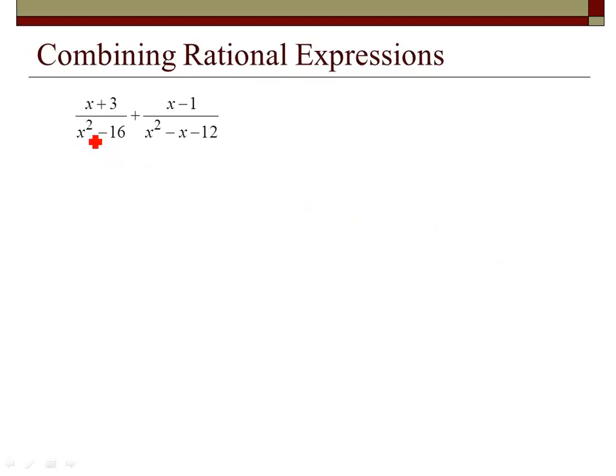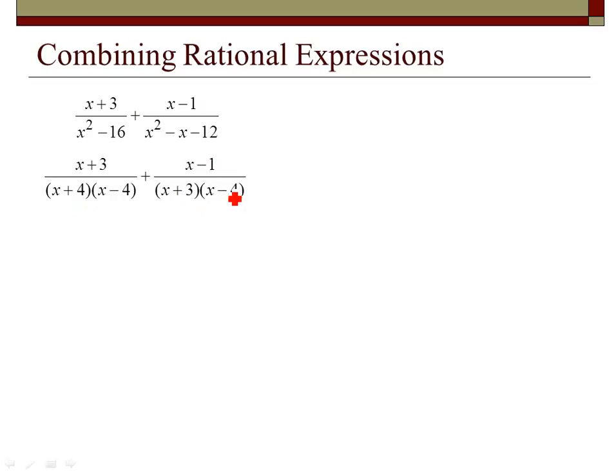So this one factors to (x + 4)(x - 4). This one factors to (x + 3)(x - 4). Now, I want to make a common factor. So both of these have an x minus 4, so I only need to have one of those. But I'm going to need to have an x plus 4 and an x minus 4 for this one. This one has an x plus 3 and an x minus 4.